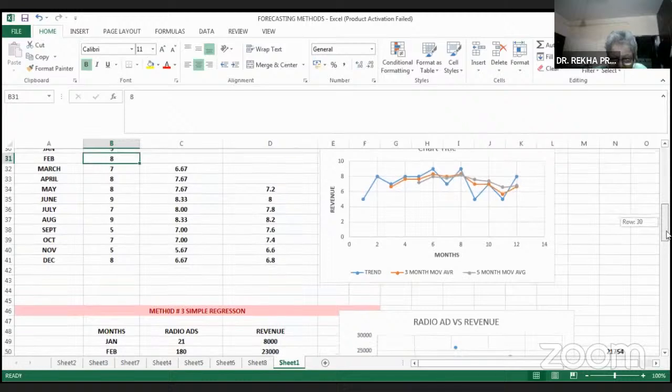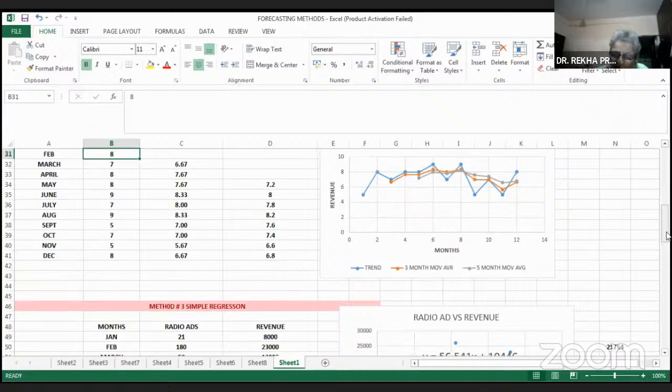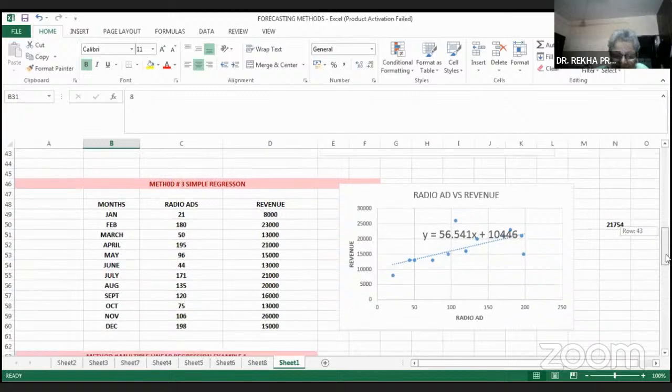Actually, there's some change in my software, so I cannot show you, because there is software where you just give the data and the software will draw the moving average curve for you. So now it has become very easy.